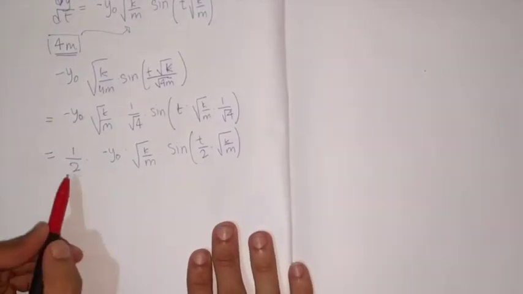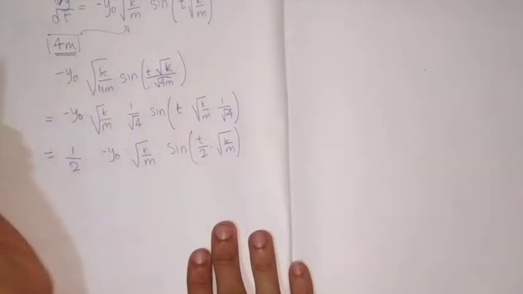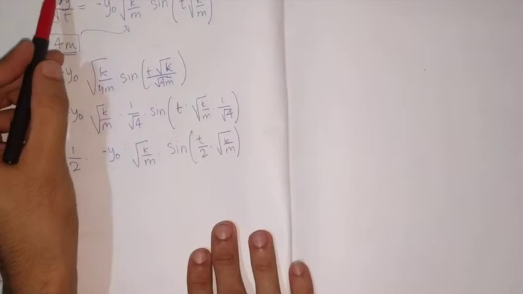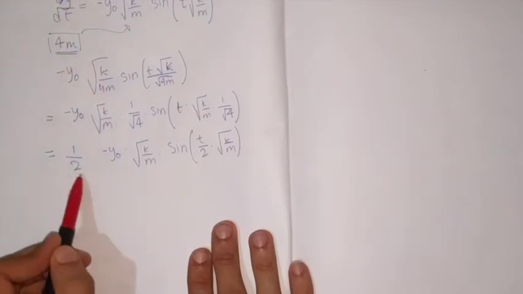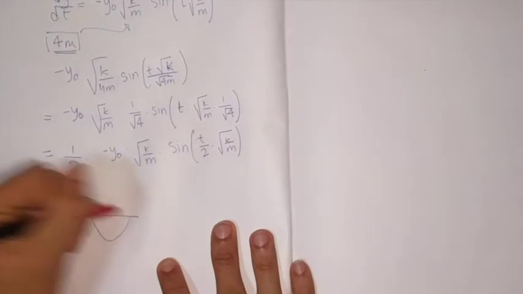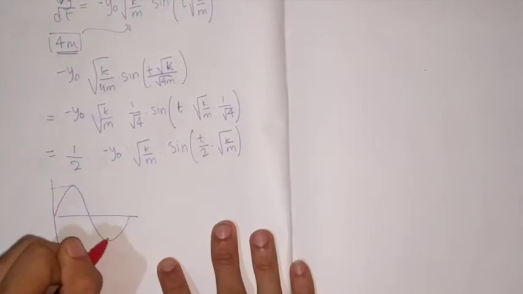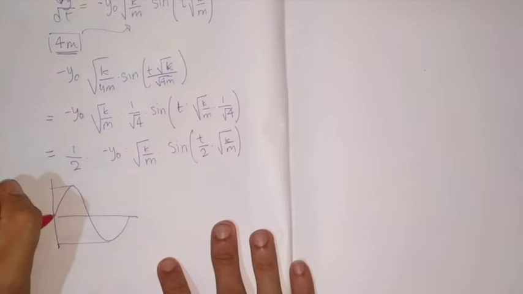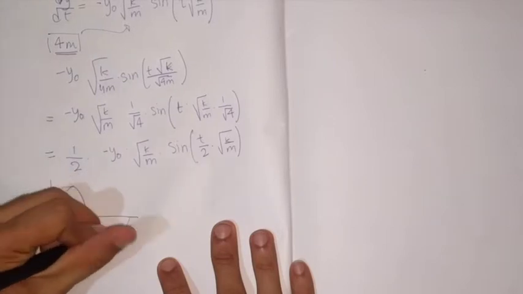So what has happened basically is that in the initial equation, all the values of y have been divided by 2. So if this was the initial oscillation, the amplitude has now halved.